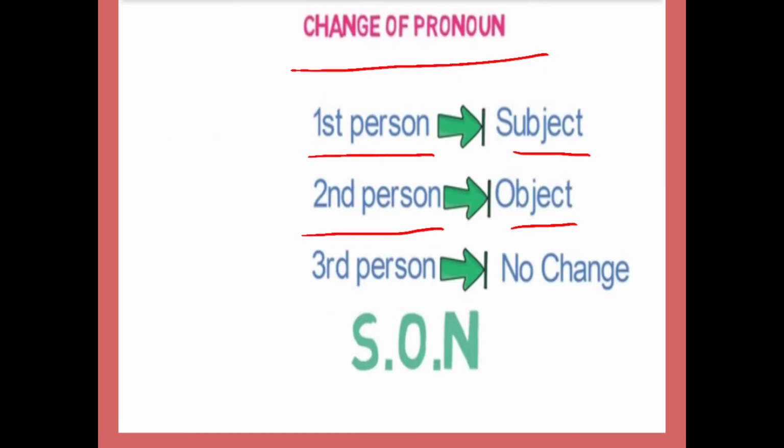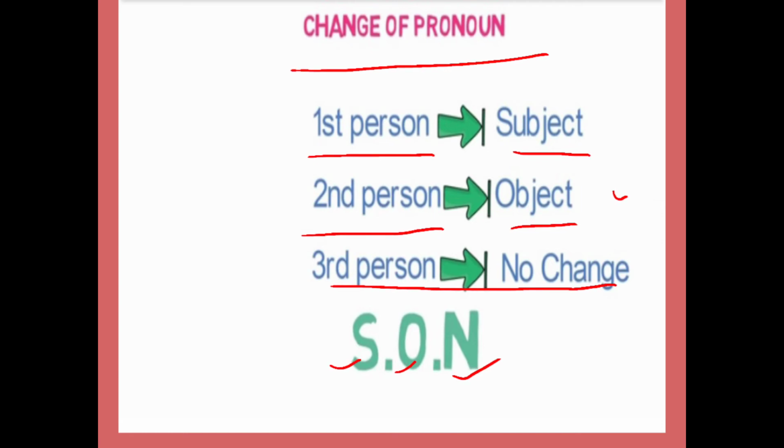Now see change of pronoun. First person will be changed into subject. Second person will be changed into object, and there will be no change of third person. SON. This acronym we will learn when we change direct into indirect. So S for subject, O for object, and N for no change. This we will see.